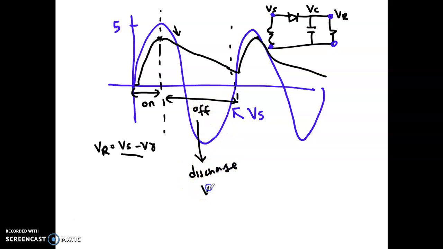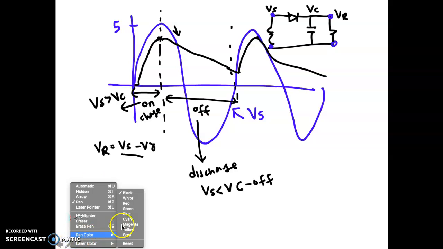why is it off? Because your Vs is less than Vc. This is your Vs, right? Your Vs starts to decrease. So that's why it is less than Vc and diode off. In this condition, diode on and charge. So in this condition, your Vs is much greater than your Vc because it's increasing. But in this area, it will be decreasing and discharge until your Vs increases again, we charge, discharge, charge, and discharge. So this is what happens inside your filter.